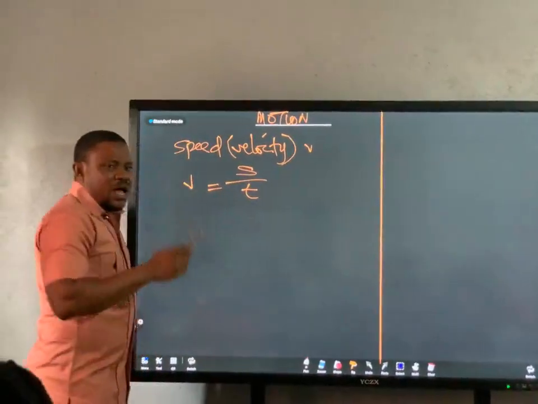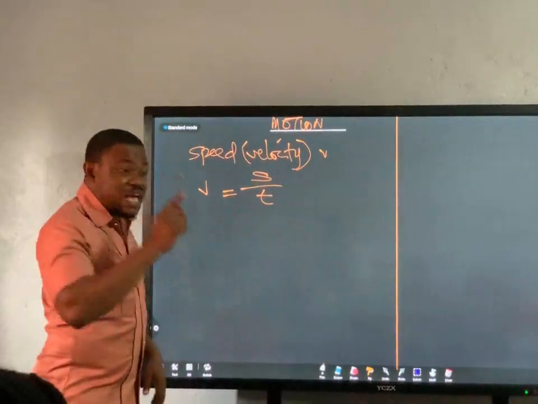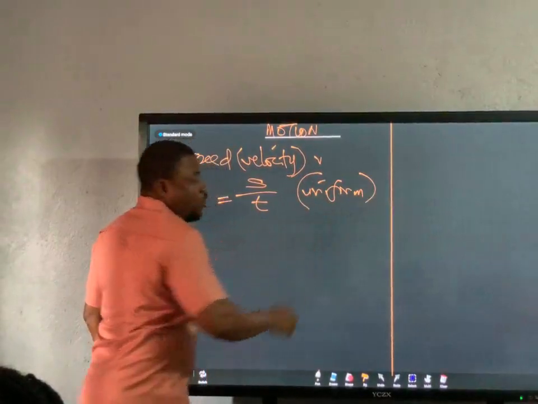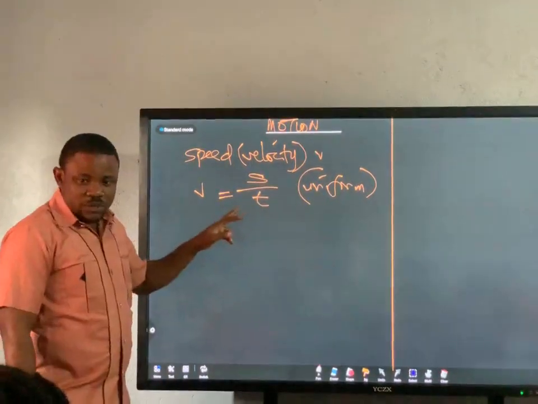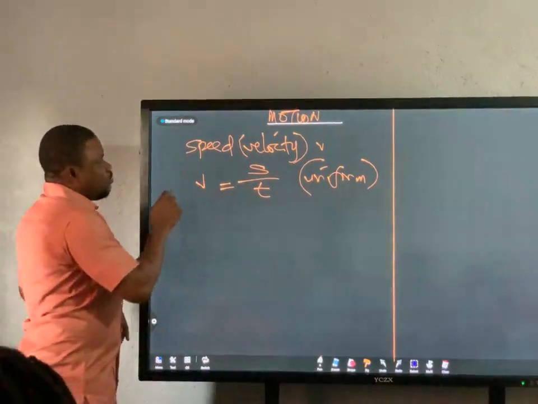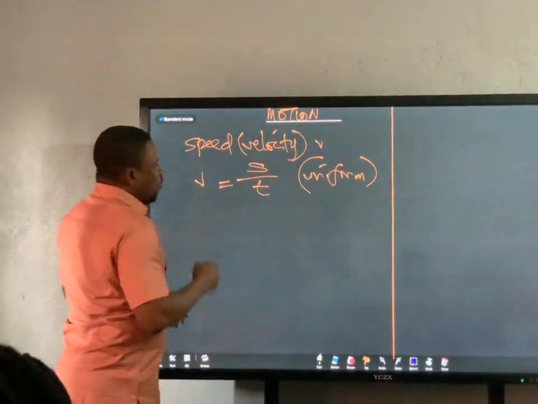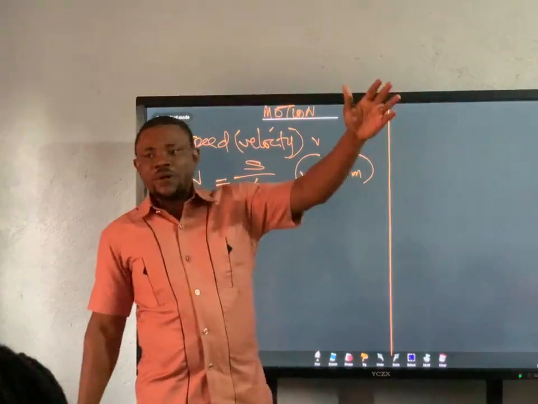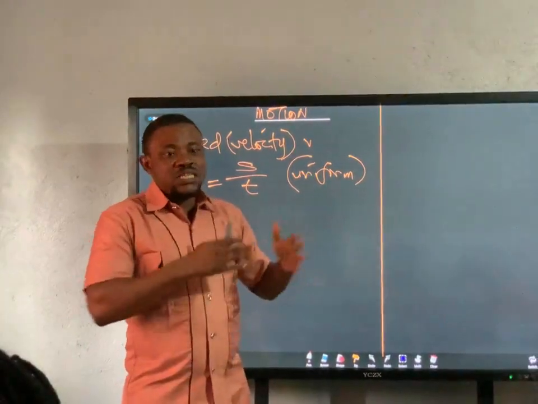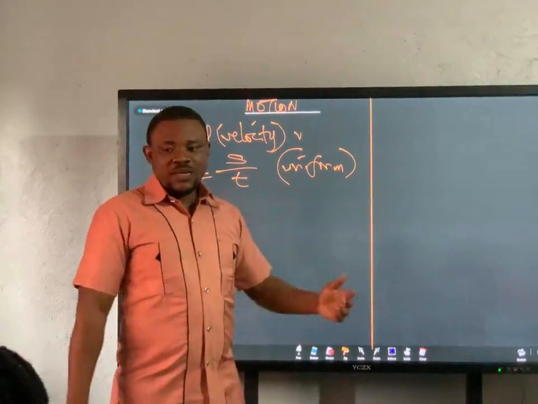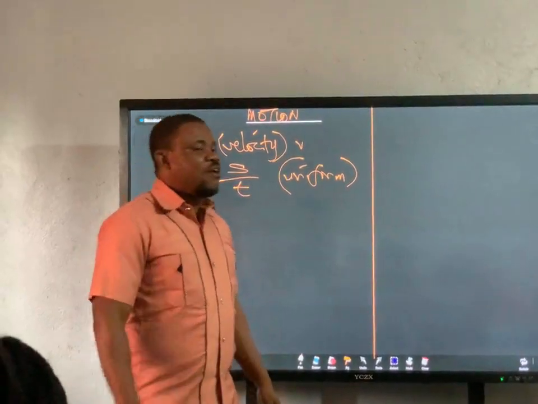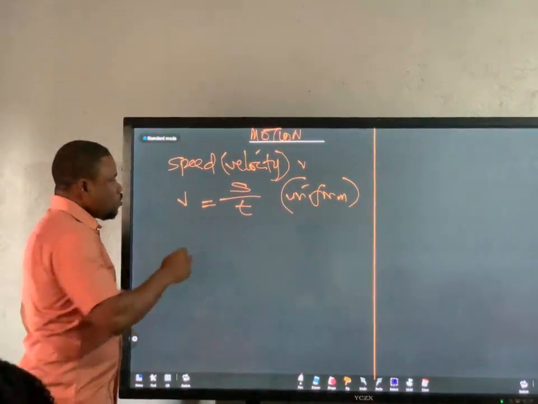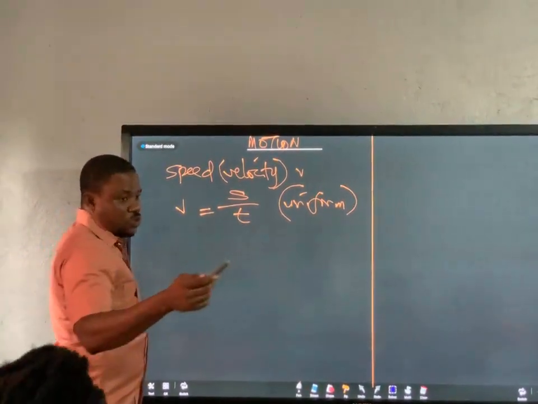Velocity is this. However, we don't use this except for uniform motion. Only for uniform motion can you use this one. Are you with me? And we said that apart from uniform motion, for example, I cannot travel from here all the way to town in a vehicle and maintain the same speed. I cannot travel from here to town and maintain the same speed. Are you with me? So that's going to be non-uniform motion, right?